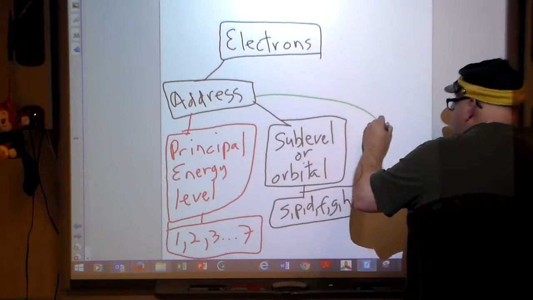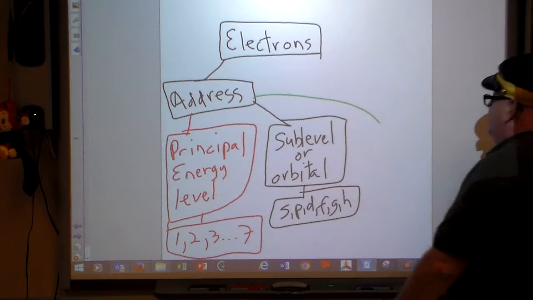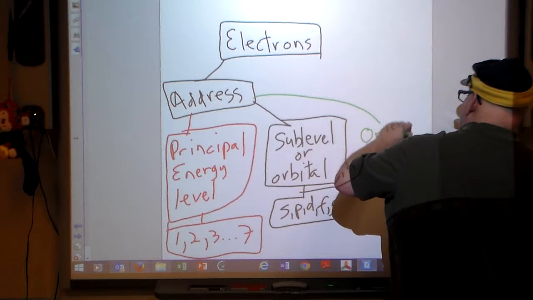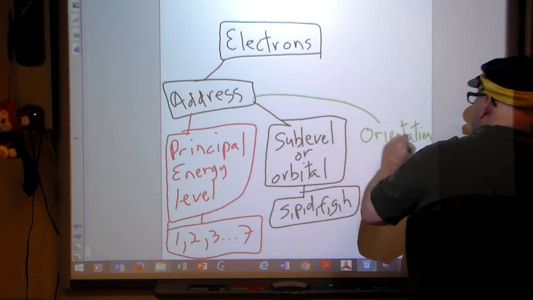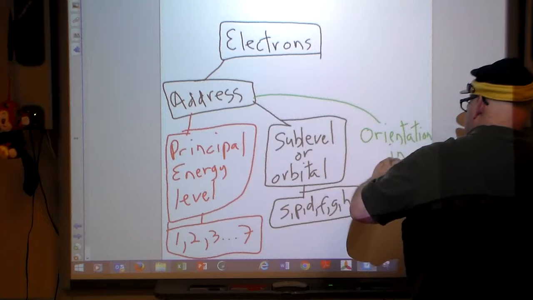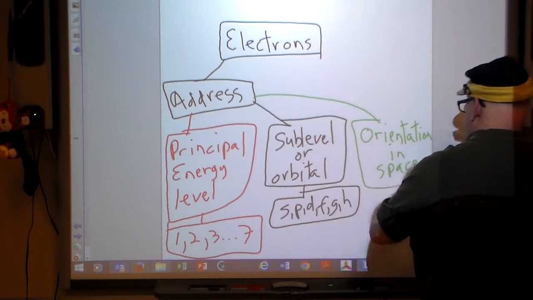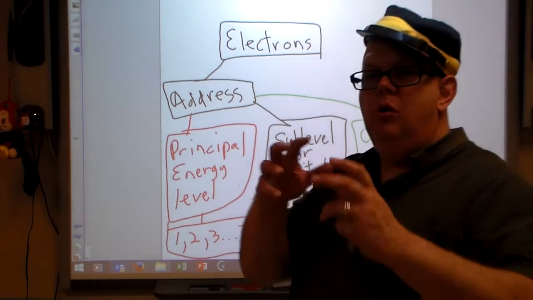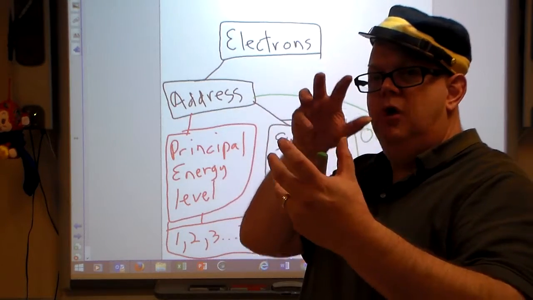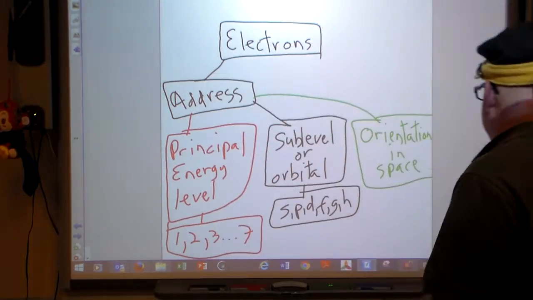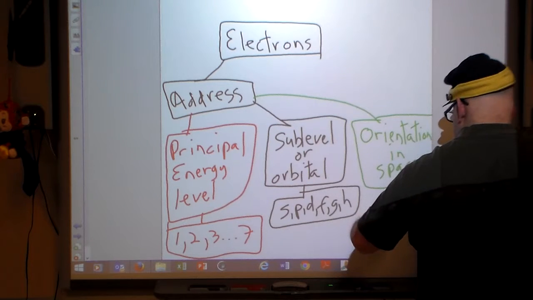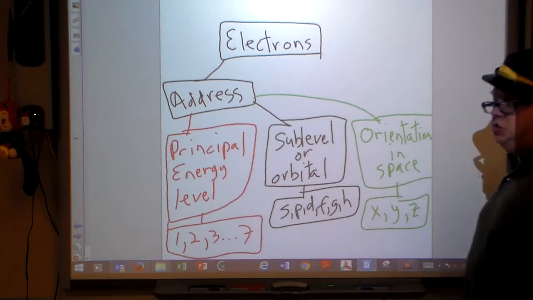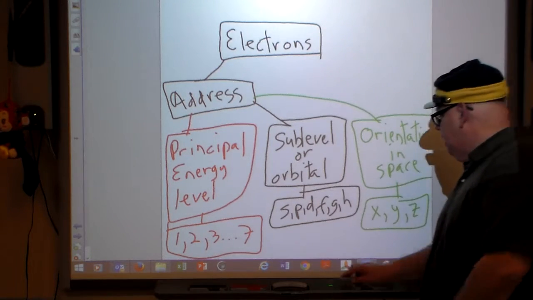Okay, now there is another part of the address for the electron, and that is orientation in space. Well, what in the world are you talking about? How are these sublevels, orbitals, oriented in space? You could look upon that as, for example, x-axis, y-axis, z-axis. Now, there is more to the story, but this just gives you guys an idea.